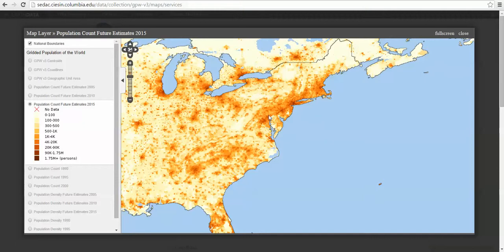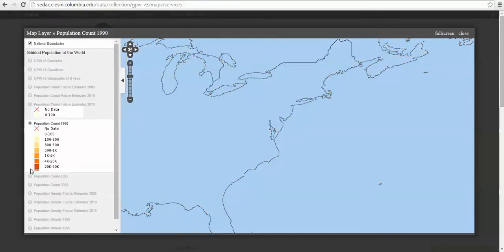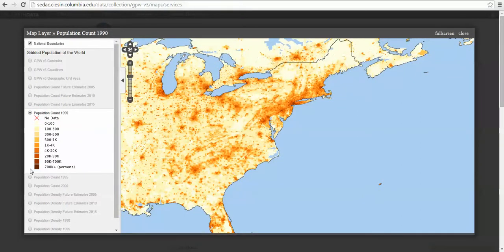So again, look at total population, and again you're going to look at the 2015 values here. Then what I'd like you to do is go back in time. And so if you look at, for example, the Pennsylvania area here, now click on the population count in 1990.